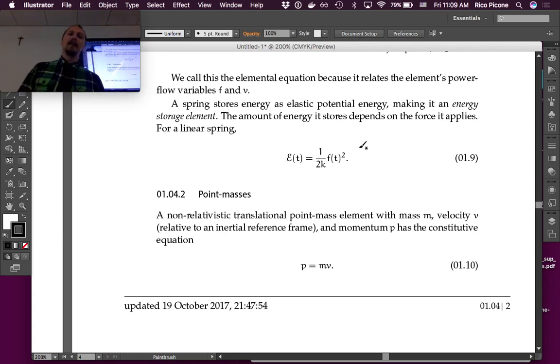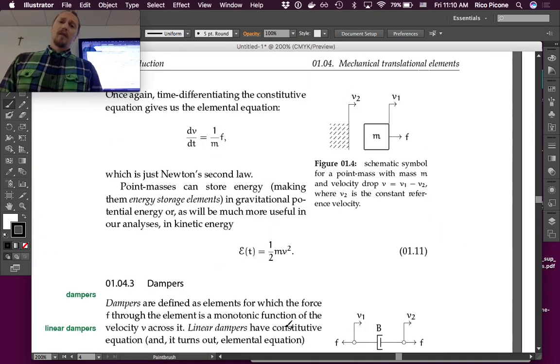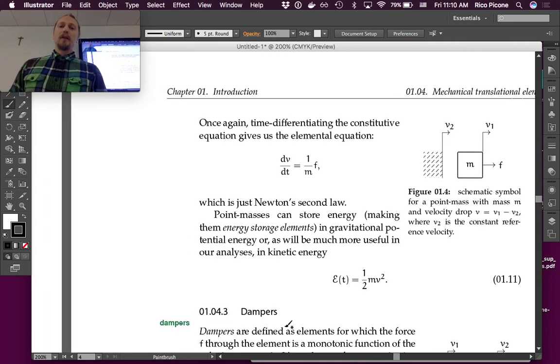Okay? So a non-relativistic, it's a little pretentious to say non-relativistic because of course it's non-relativistic, right? But yeah, we're being technical. Traditional point mass elements with mass m, velocity v, relative to an inertial reference frame, and momentum p have the constitutive equation that the momentum is equal to the mass times the velocity. We're pretty familiar with that equation, I think, everybody, which is good. Don't forget to fill this in.